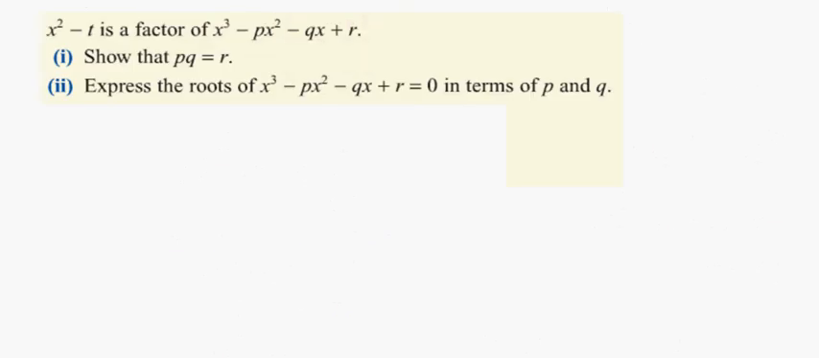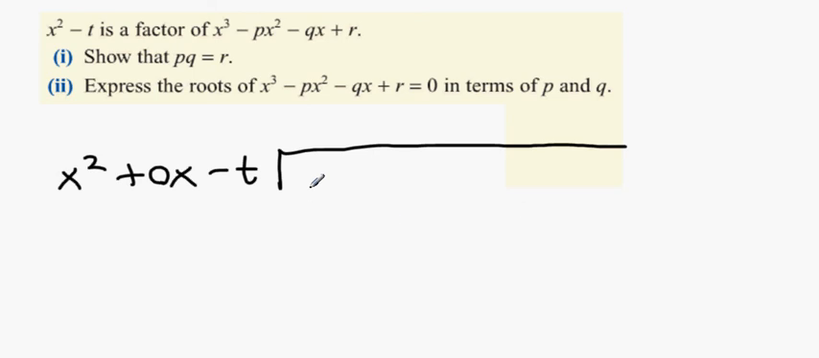Next question. x squared minus t is a factor of x cubed minus px squared minus qx plus r. Show that pq equals r. Okay. So what we're going to do here is it's going to be x squared plus 0x, because there's no x value, minus t. If it's a factor, it divides in equally. So that'll leave x cubed minus px squared minus qx plus r.